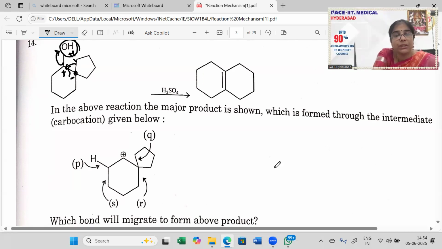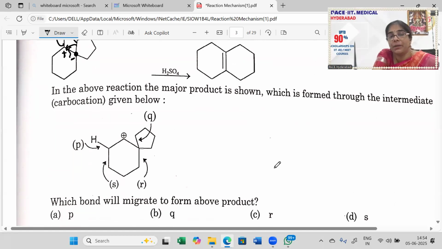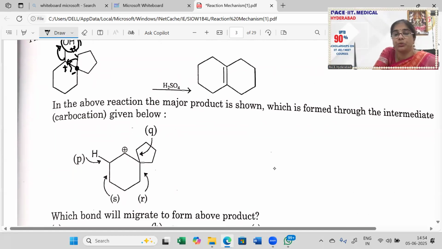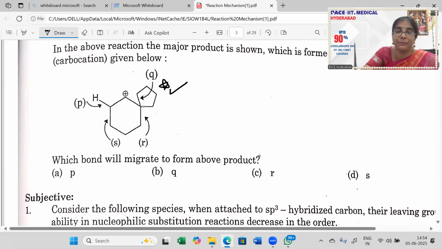Now, which bond will migrate to form the above product? Obviously option Q will migrate faster, because this is your 5-membered ring. A 5-membered ring will always want to become a 6-membered ring, when you see a positive charge right above your 5-membered ring. So therefore option Q will be migrating.